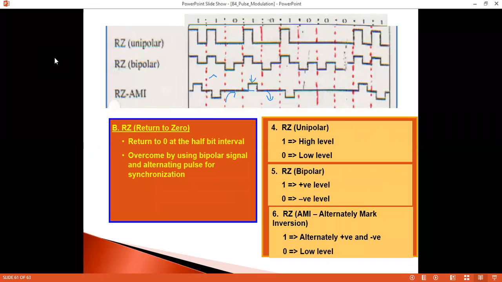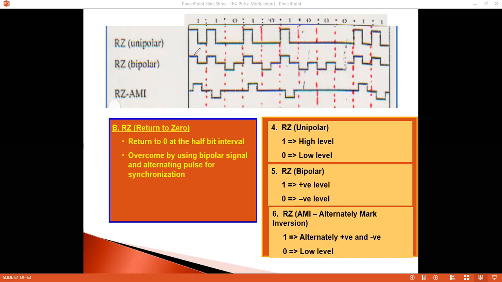Okay, the second category is RZ. There are a number of variants for RZ: unipolar, bipolar, and RZ-AMI. The one that we study here is the 50% duty cycle, where it returns to 0 at the half of the bit interval. For unipolar, bit 1 is a high level, but it returns to 0 in the middle. Next, bit 1, high, and then return to 0. Bit 0, low level, so just low. Bit 1 again, high, and then return to 0.